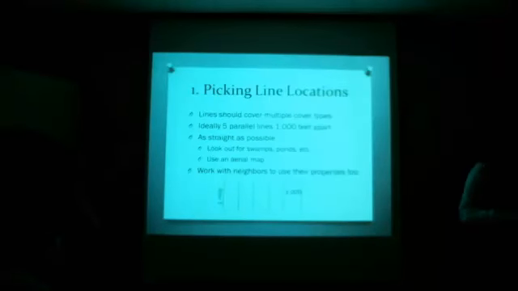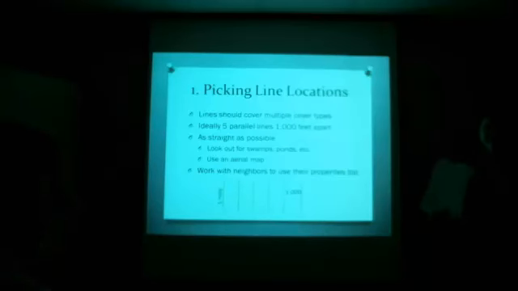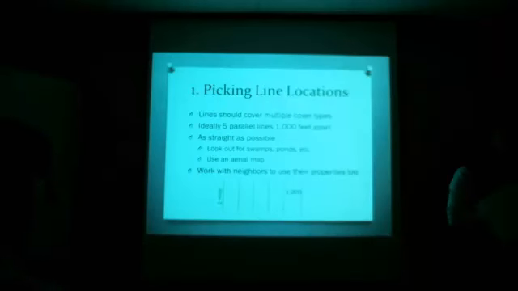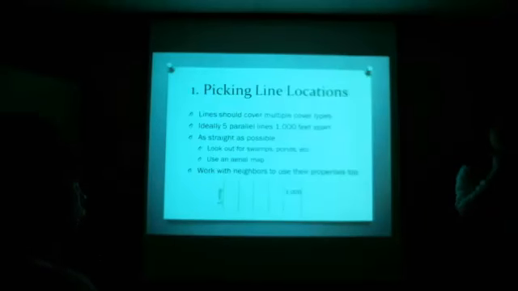For picking your line locations, ideally, and again, I say ideally, you want something that covers multiple different habitat types and multiple covers. So you want to try to get some diversity, and part of that goes with having the 5 different lines: looking at an aerial map and figuring out where some diversity is that you can plat that grid and run your transects from there.